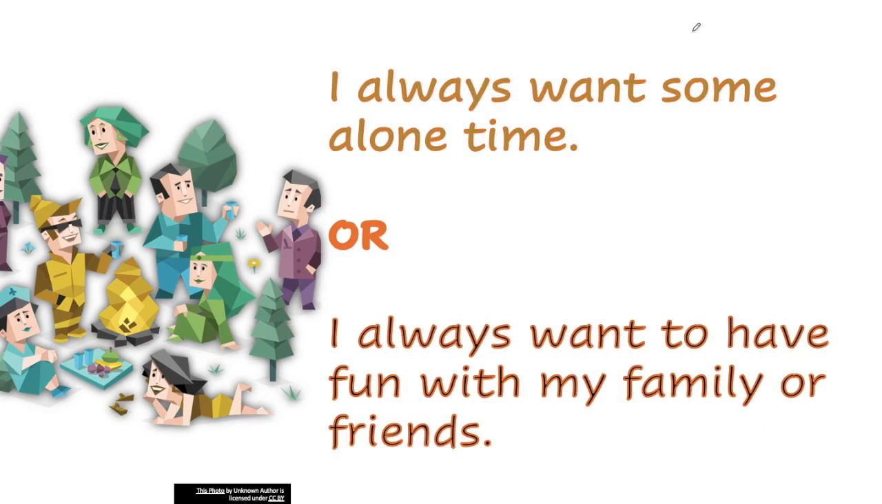Then you can say, I always want some alone time. Alone means you don't want people, you don't hate them, but you just like to have time all by yourself because you like to do things. You feel better when you spend time doing things that you like without anybody else. Always, always want. You cannot say want some, it will become want some. I always want some alone time.